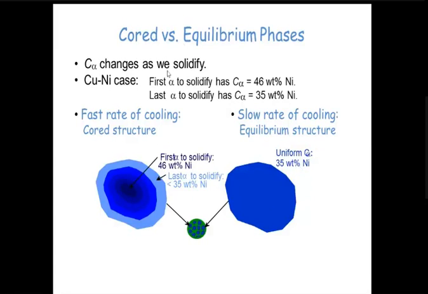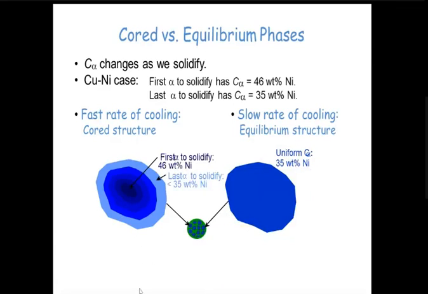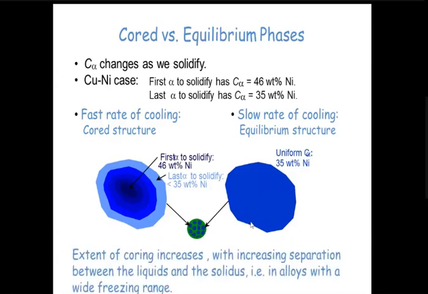So this is the cored versus equilibrium structure. C alpha changes as we solidify. The first alpha to solidify is 46 and the last is 35. So it is a cored structure. Due to different chemical compositions, you have obtained different layers of the solid. But when we perform homogenizing treatment, after it you will get this uniform C alpha. Due to a slow rate of cooling, you will get the equilibrium structure. Again, if you want to perform homogenizing treatment, after it also you will get this uniform C alpha.